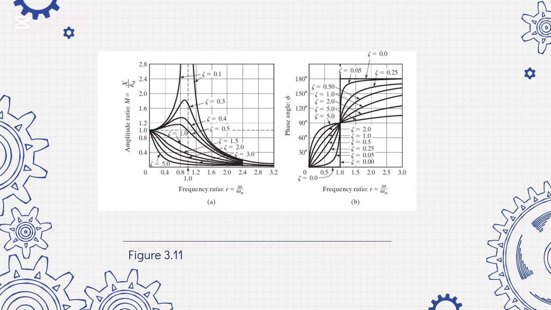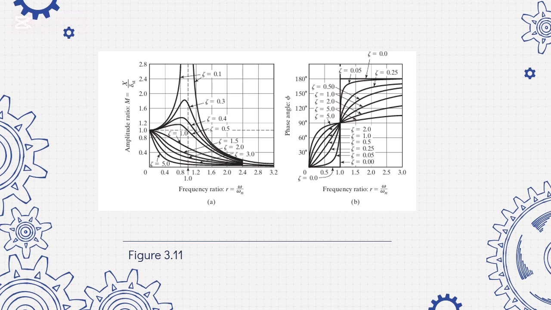For part B, which is the phase angle, if r is much less than 1, that means low frequency force, and the phase angle is almost 0, that means the response aligns with the force. For example, slowly pushing a swing, it moves with your push. When r is equal to 1, that means resonance, and the phase angle will be equal to 90 degrees, and the response lags the force by a quarter cycle.